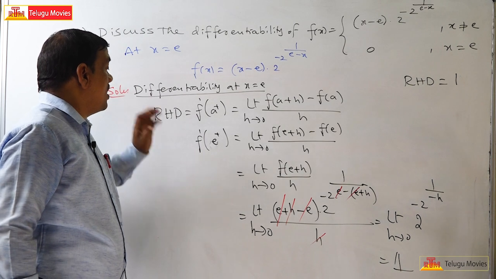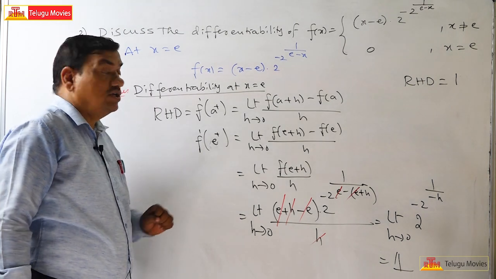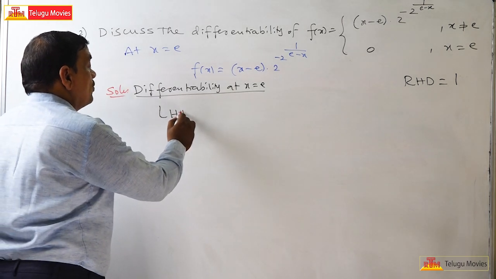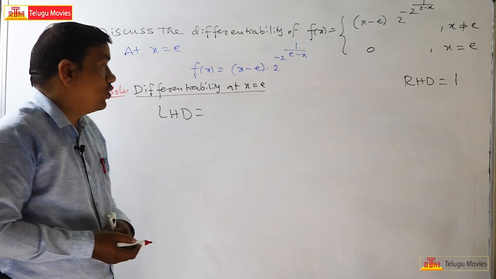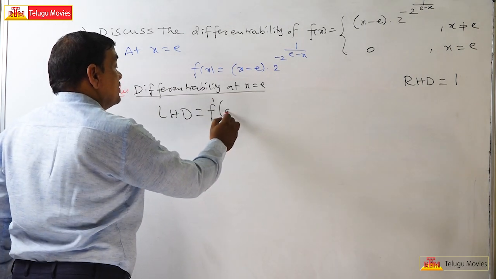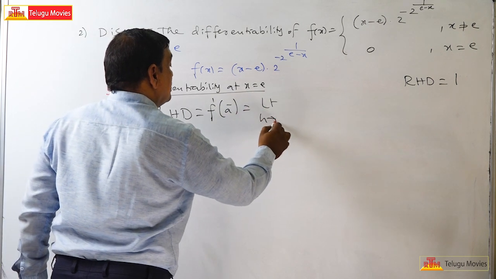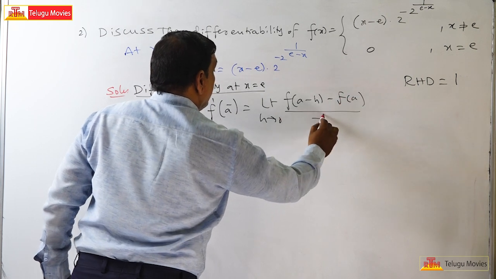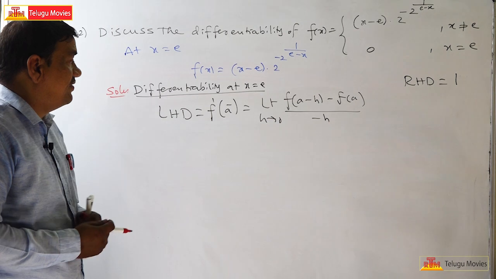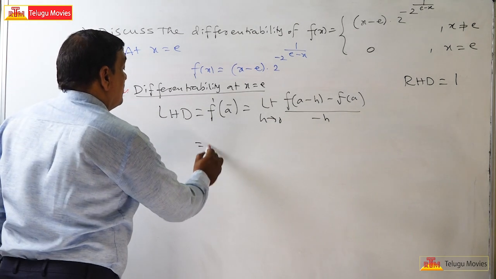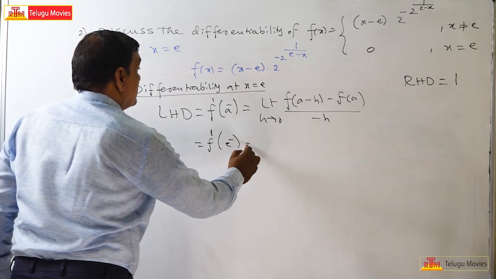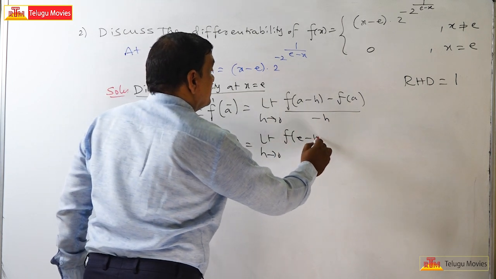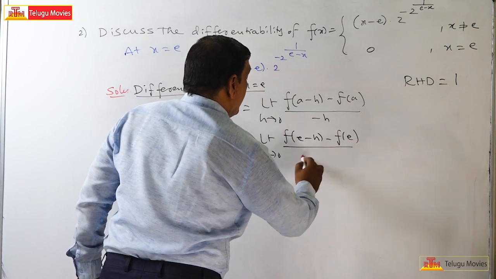Let us find out the left hand side derivative at x is equal to e. Welcome to the differentiability at x is equal to e. The formula is f dash of a minus is equal to limit h tends to 0, f of a minus h minus f of a by minus h. So this is the left hand side derivative. We are checking f dash of e minus, that means limit h tends to 0, f of e minus h minus f of e by minus h.